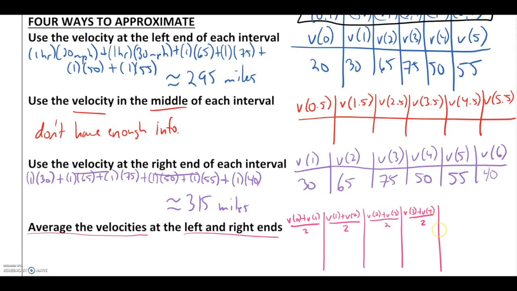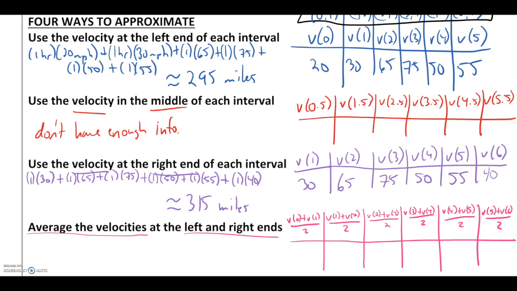And just make sure we're not getting this confused with what we said in the second type of approximation. We're not using the middle time value, we're using the middle velocity. And since we know velocities at all these times, these are numbers that we will be able to evaluate.